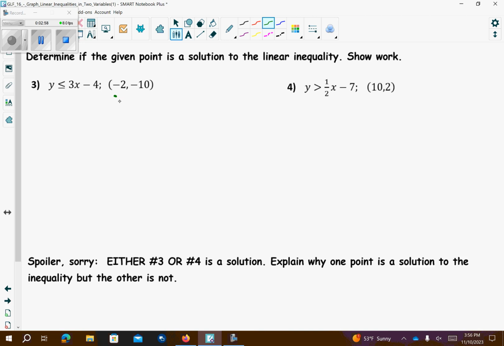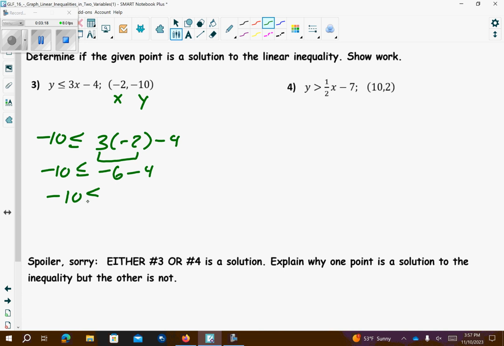Okay, again, we're going to check to see if this is a solution. That's an x and a y value, so we're going to plug things in. First thing, -10, because that's the y value, is less than or equal to 3 times -2 minus 4. Let's do the math. 3 times -2 is -6. -6 minus 4 is -10. Is -10 less than or equal to -10? This is kind of a little tricky sometimes to think about. -10 is not less than -10, but because I have the equal sign there, -10 is indeed equal to -10. So yes, (-2, -10) is a solution. If I didn't have that equal sign at the bottom, it would not have worked.